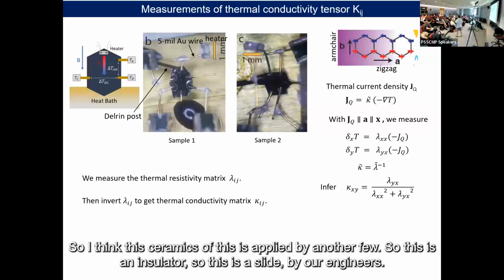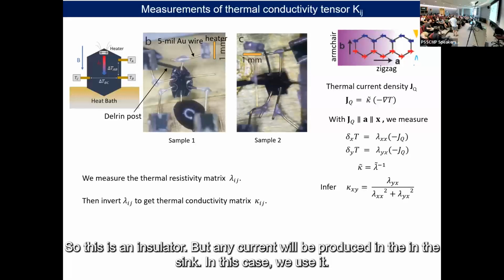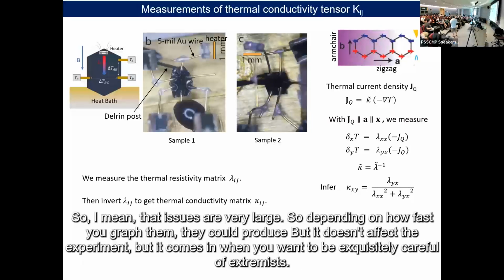So I think this setup is applied with a magnetic field. So this magnetic field will generate an eddy current, right? So this eddy current will also contribute to the... Yeah, good point. Because this is an insulator, there are no eddy currents, but eddy currents will be produced in the sink. In this case, we use brass as a sink. So the magnetic fields are fairly large, so depending on how fast you ramp them, they could produce eddy currents. But it doesn't affect the experiment, but it comes in when you want to be exquisitely careful of extraneous effects.